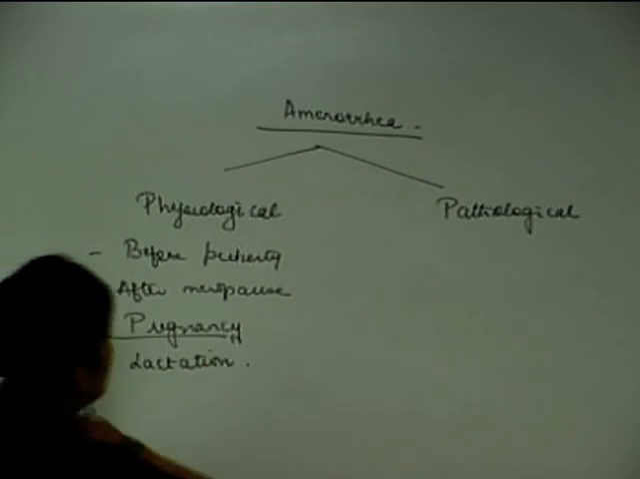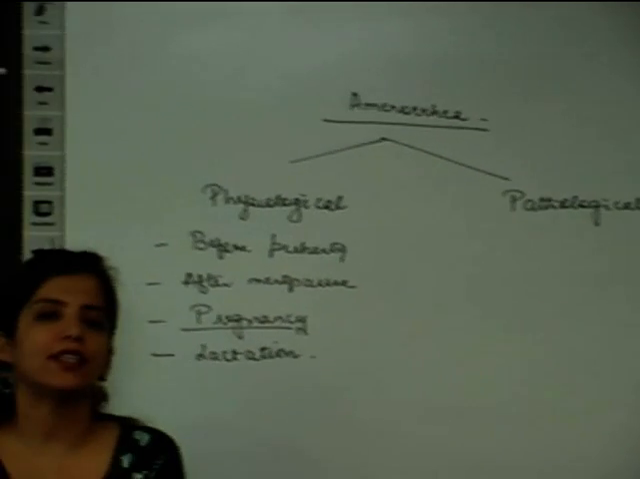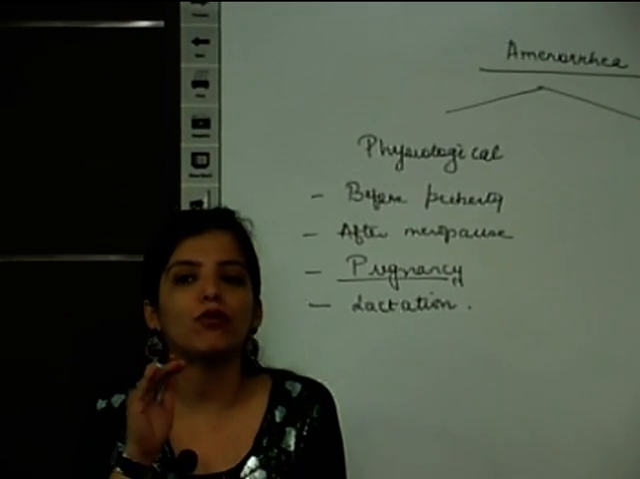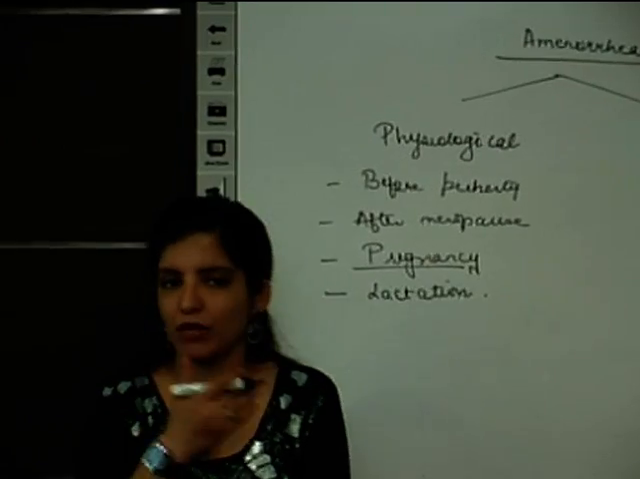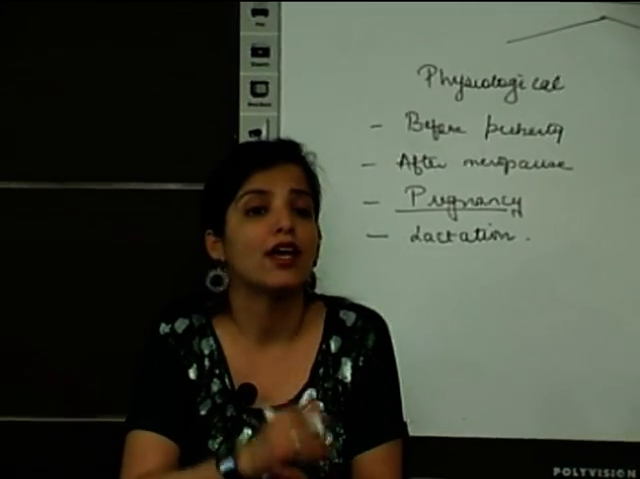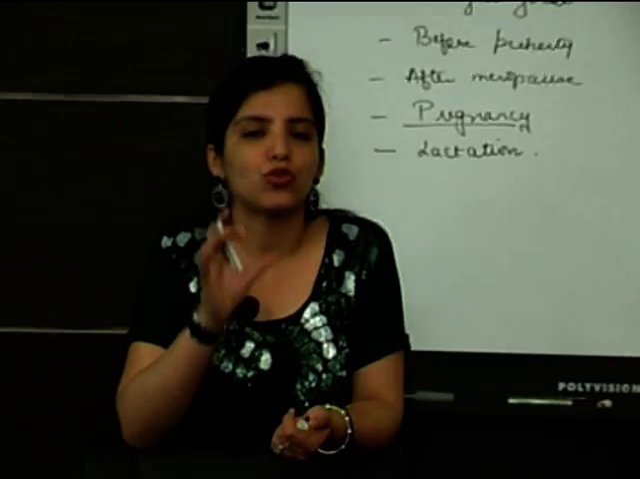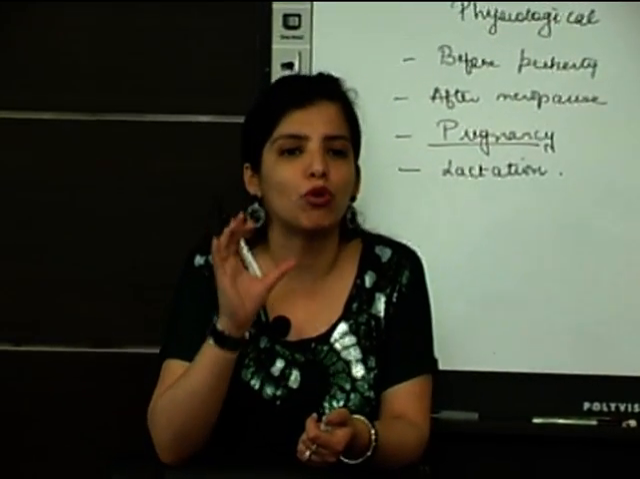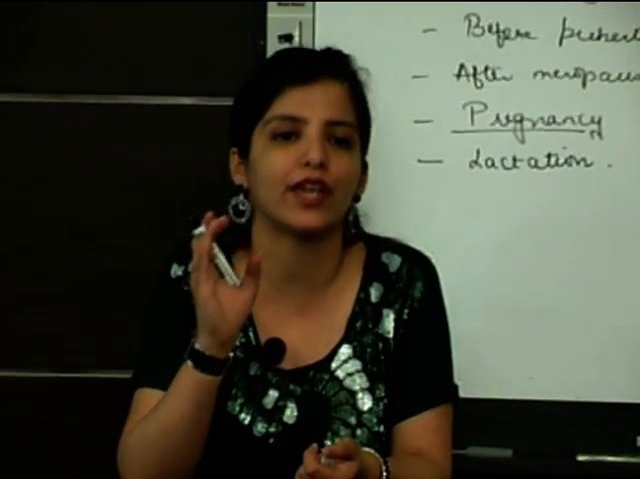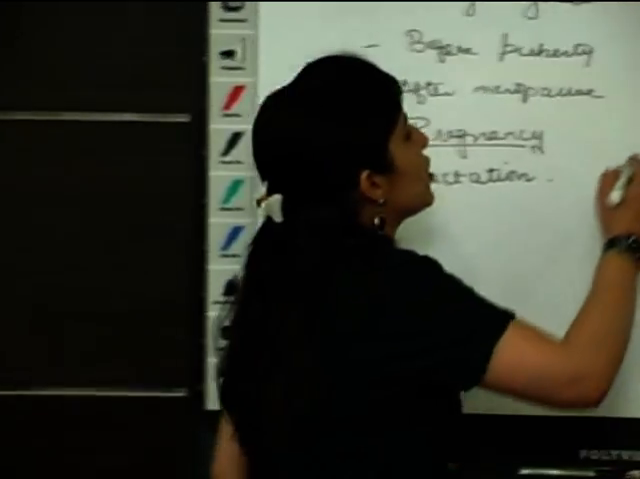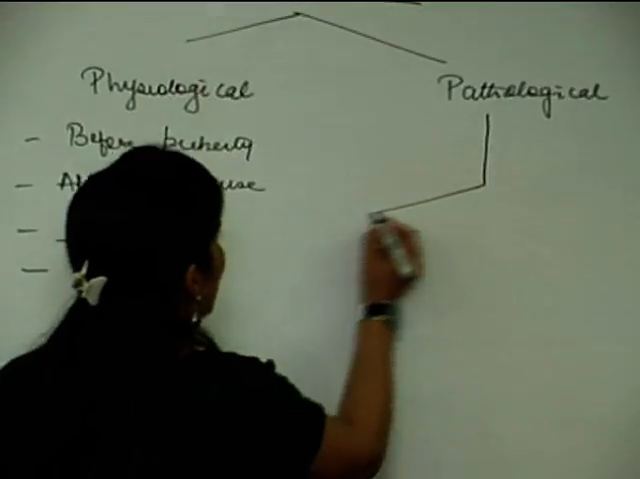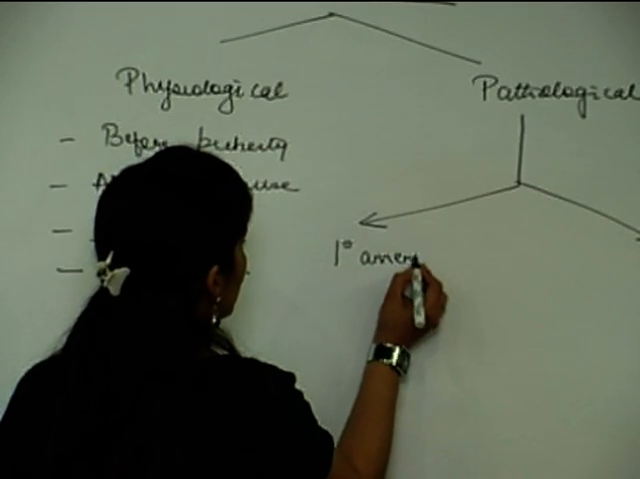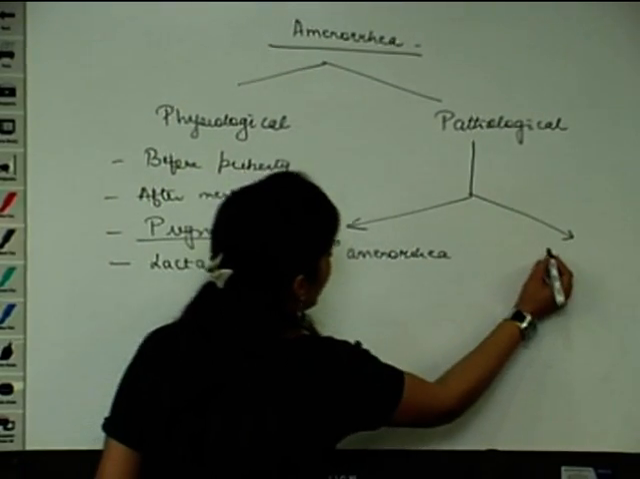Now coming to pregnancy. Pregnancy, although it is a cause of physiological amenorrhea, whenever we talk of secondary amenorrhea, which I'll be telling you just after this, in secondary amenorrhea you should always rule out pregnancy. So pregnancy is the most common cause of secondary amenorrhea. Coming to pathological amenorrhea, it could be primary amenorrhea or it could be secondary amenorrhea.